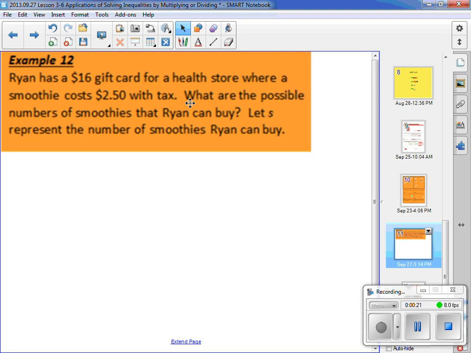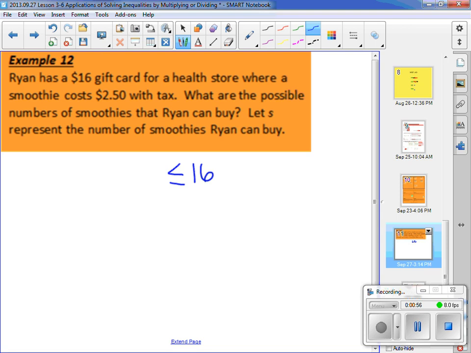Like I was saying, some of these don't have the phrases that we're used to seeing, like "less than" or "at least" or stuff like that. So what we have to do is just reason it out. See right here where it says he has a $16 gift card? Would he be able to spend more than that amount or less than that amount? Less than, right? He's not going to be able to spend over $16 if that's all that he's got. So I'm going to put less than or equal to $16.